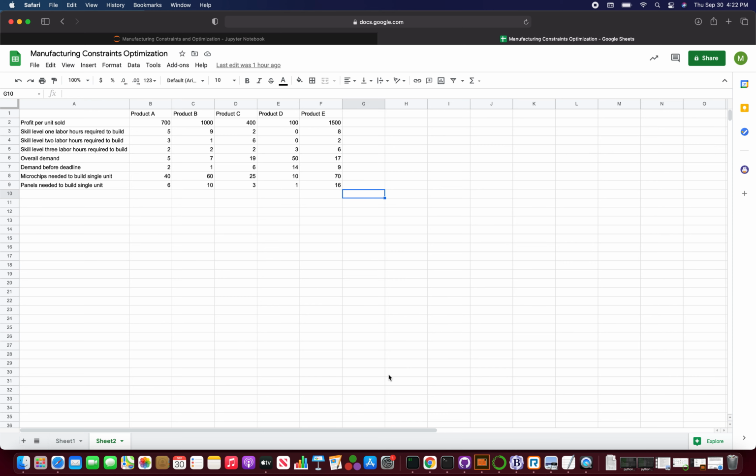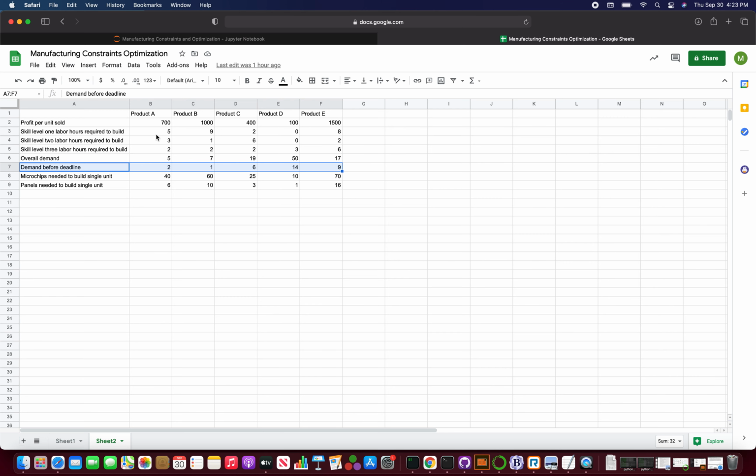So we have a minimum demand, or demand before a deadline, for each product. This is essentially saying these are the quantities of each product that are owed to our customers by the end of the week. These must be fulfilled in order to fulfill our contract requirements. You can see that each product has a profit per unit sold.